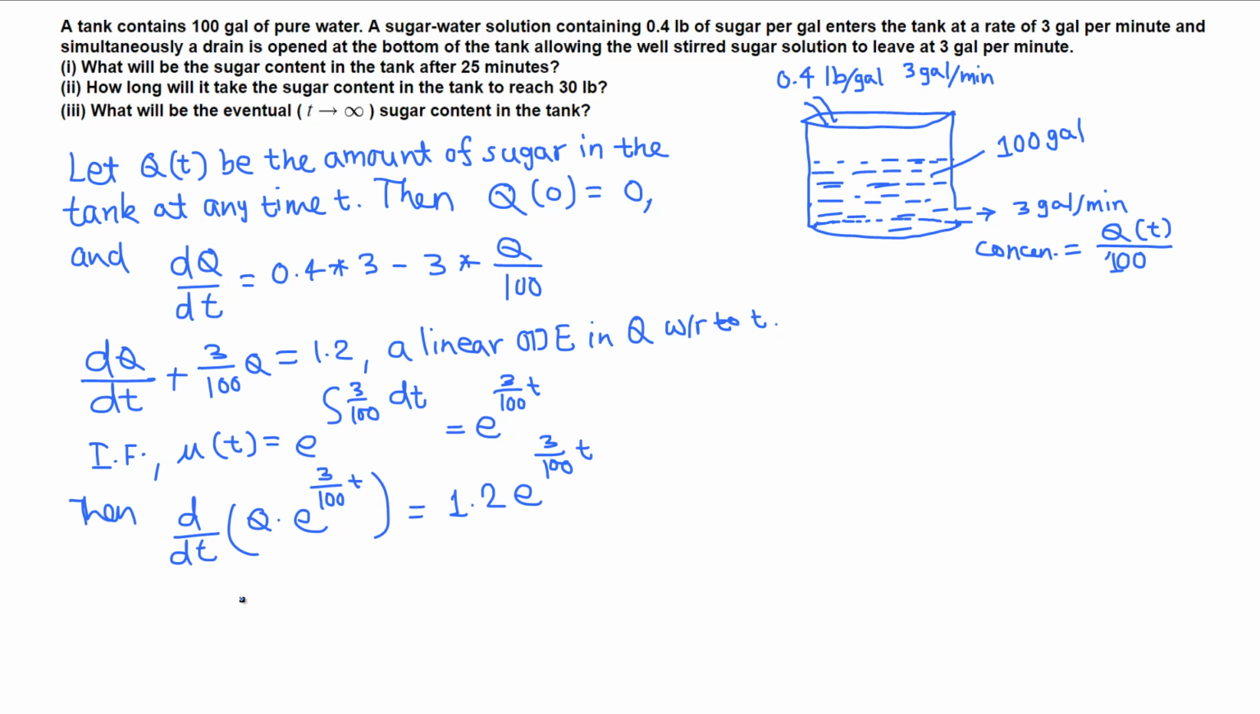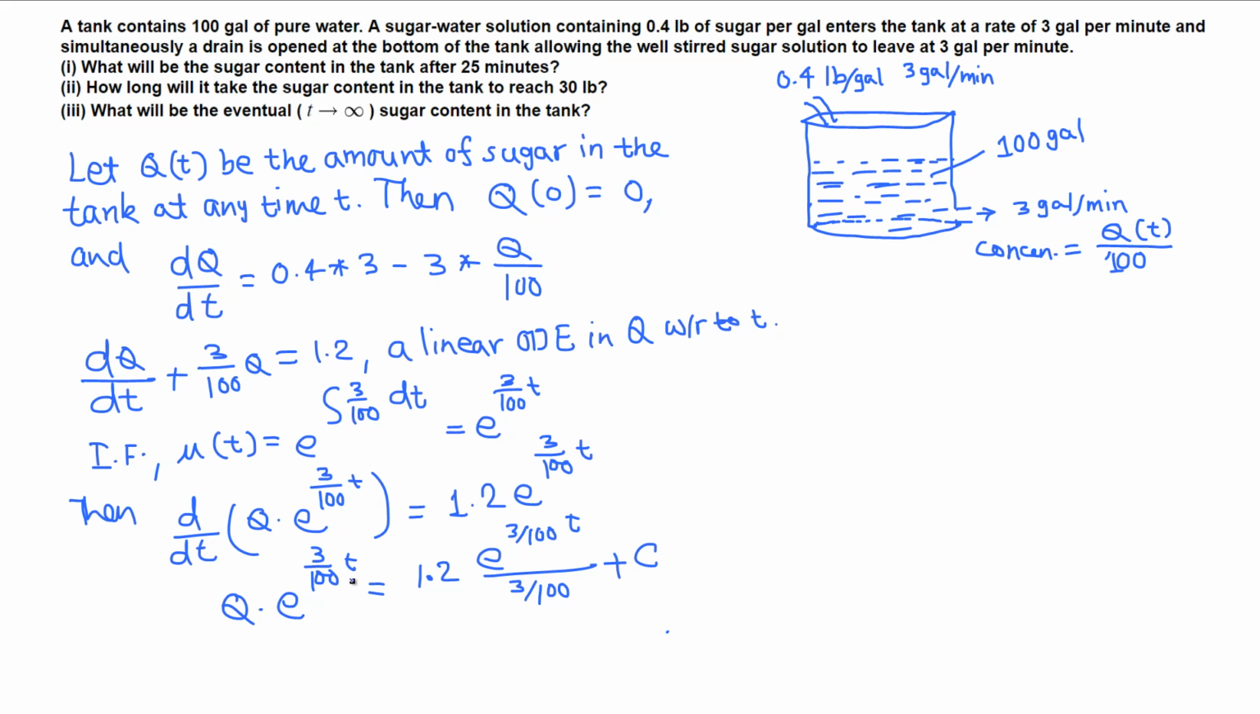Now integrate both sides. Okay, integrate, then we get Q times e raised to 3 over 100 t equals, we integrate, so the 1.2 constant survives, e raised to 3 over 100 t divided by this constant, right? For e to the alpha t, the antiderivative of e to the alpha t is itself divided by that alpha, which is 3 over 100, plus an arbitrary constant c.